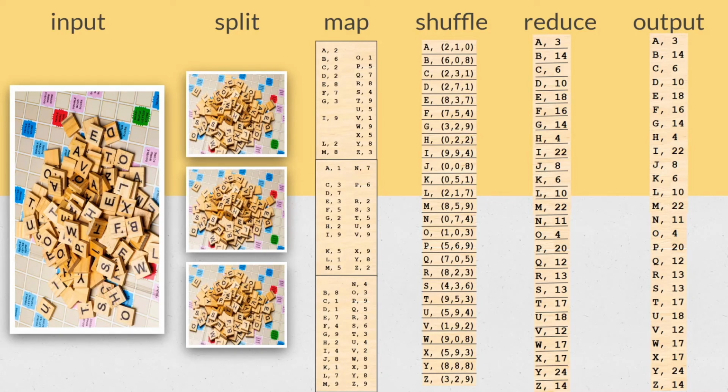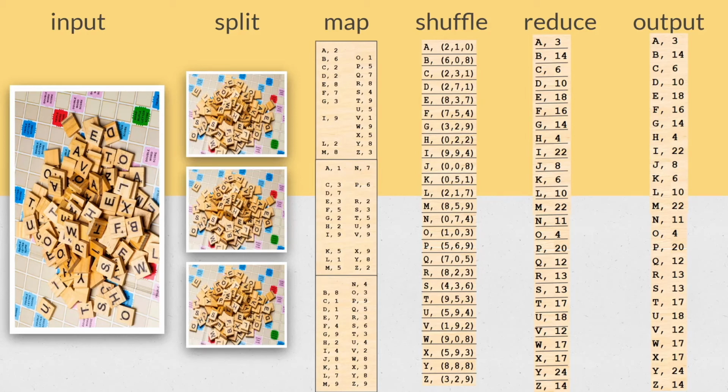We're going to say, okay, of my 3 map results, I've got A of 2, 1, and 0. B was 6, 0, and 8. It doesn't really matter which map or which split these came from. What matters is we're transforming the data that was in our original huge input that got split and mapped into a form that we're going to be able to easily reduce. Then once we've got it shuffled, we can reduce it into, well, what's the sum of my A's? Well, it's 3. What's the sum of my B's? It's 14, and so on.